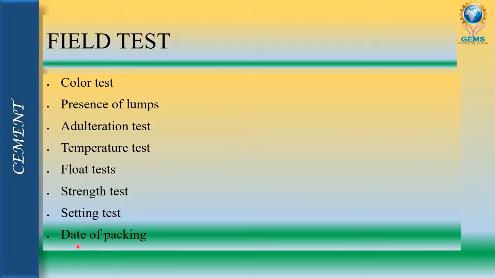Date of packing. Date of packing is nothing but the manufacturing date of cement. From that day till 90 days, it will not lose its strength and it can be used. After 90 days, if the cement is used, the cement will not produce that much strength. So date of packing should be seen by site engineer so that if we are constructing any structure, it should give proper strength.